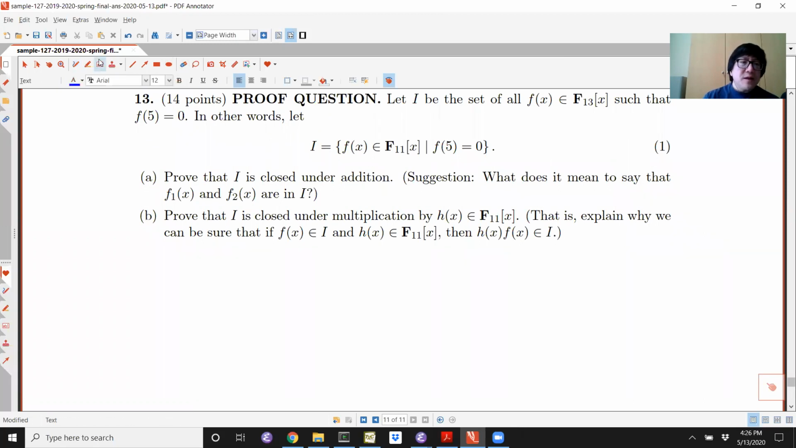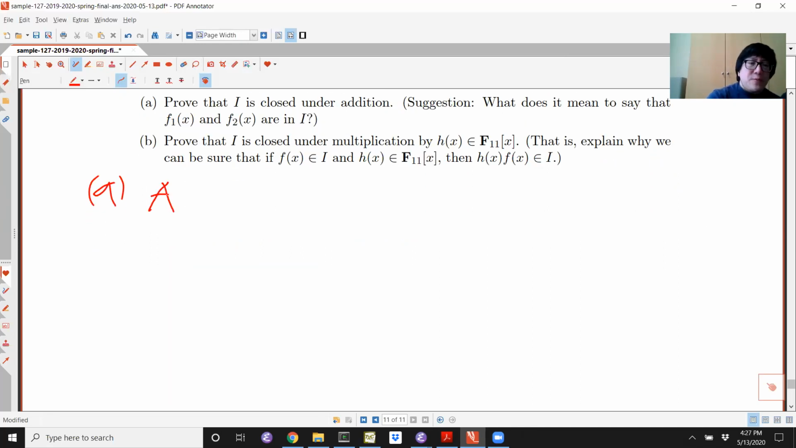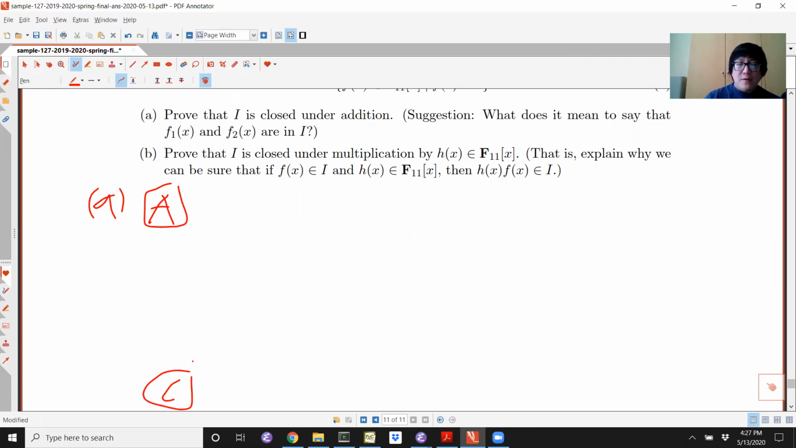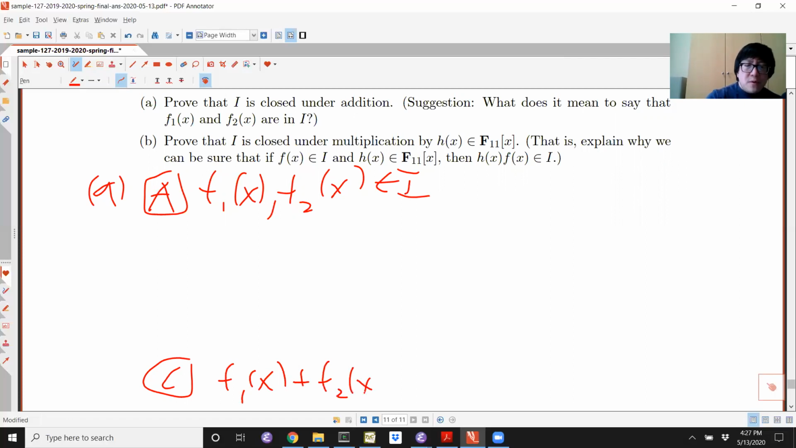Really, the very first thing this is testing is that you understand, if you're going to prove that a set is closed under addition, what the assumption and conclusion are for that process. What I really recommend is that you write out exactly this: you assume that f1 and f2 are in I, and eventually you want to conclude that f1 plus f2 is in I.